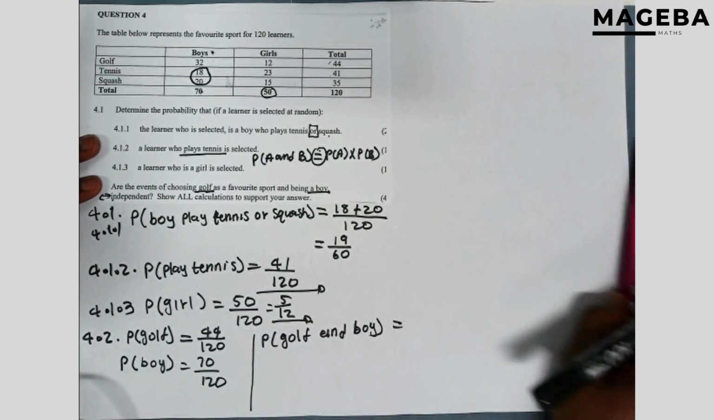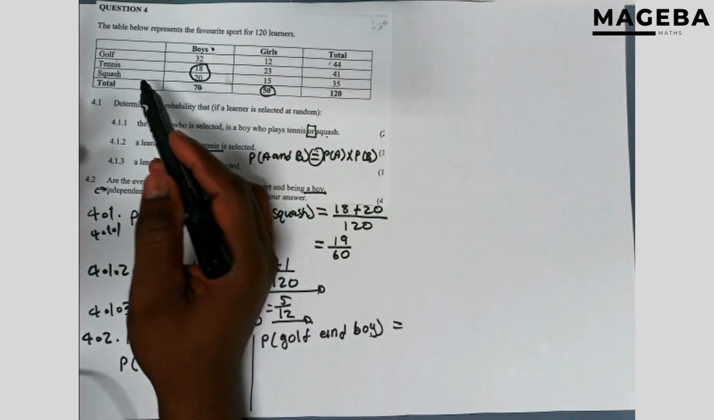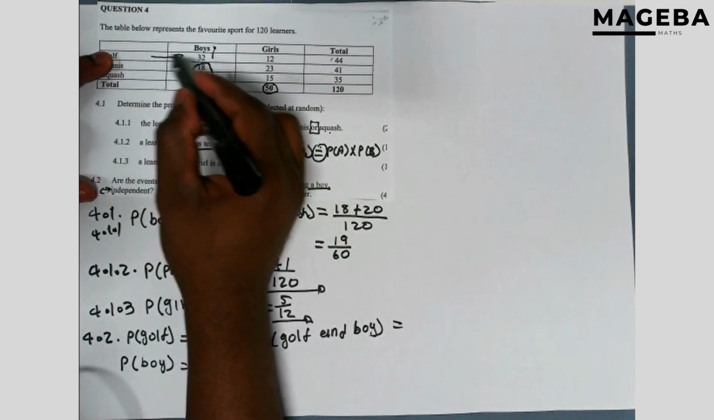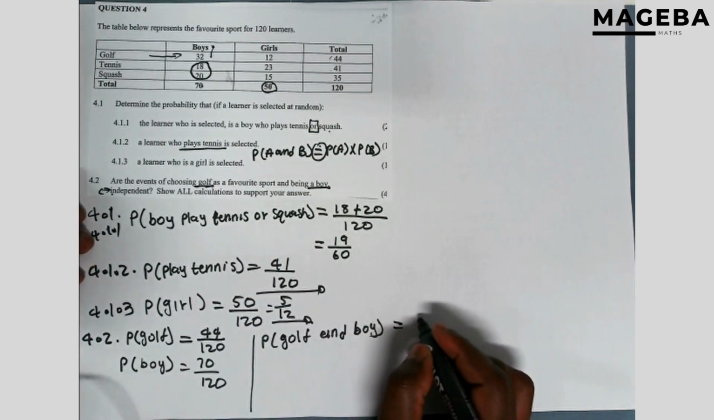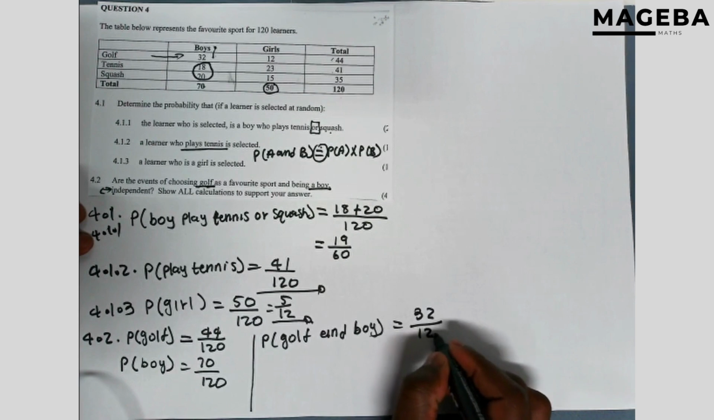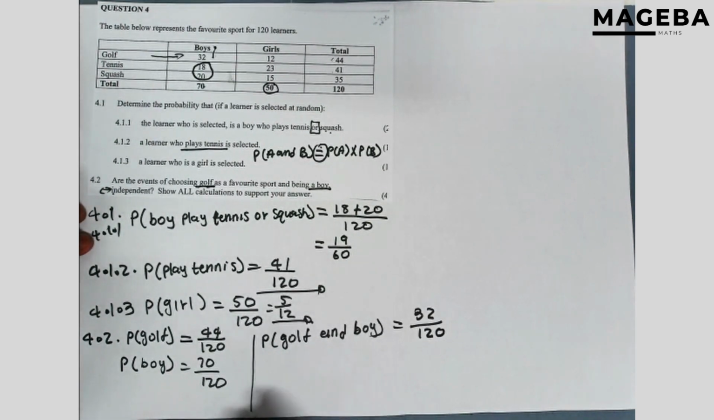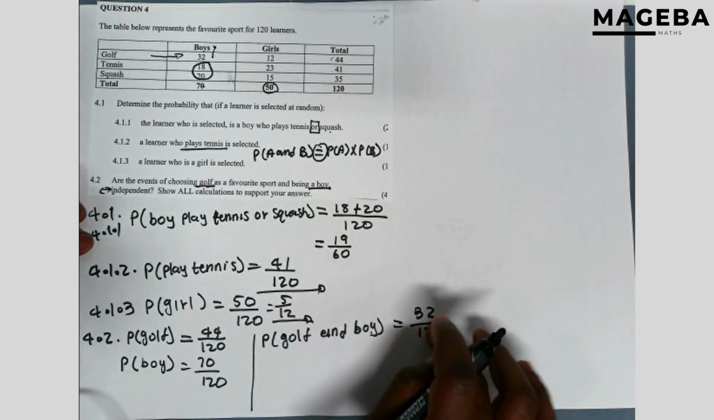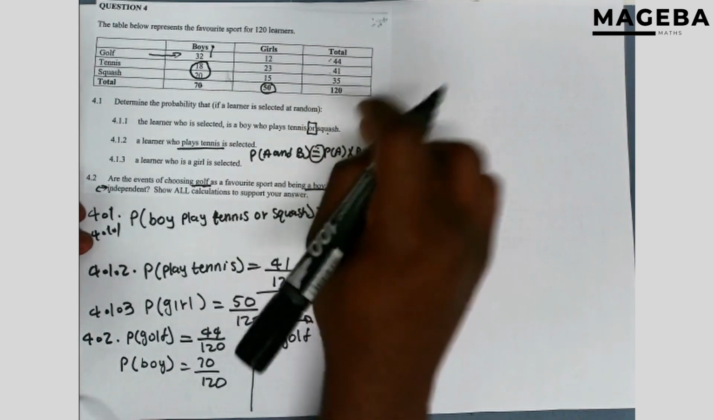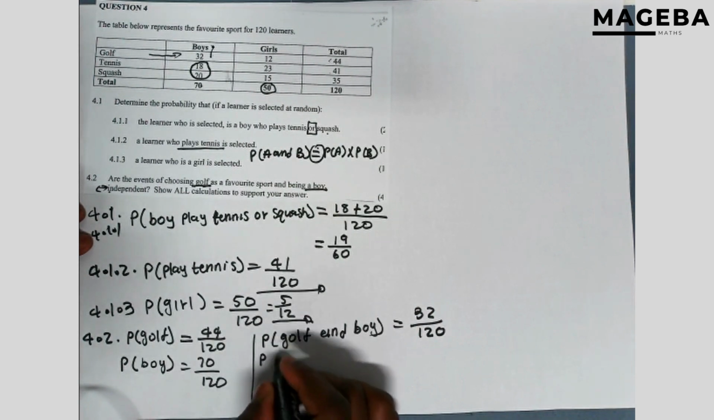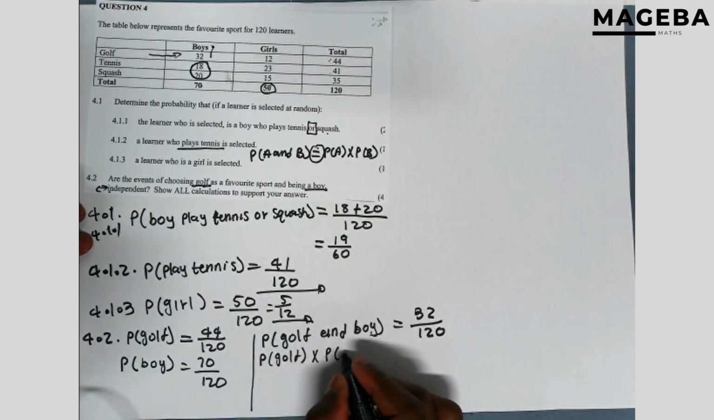How do you find that one? Now we are going to a golf, we are going to a boy. If this is a boy, this is a golf, both of them meet here, where we have 32 all over the total of everything, which is 120. Now we need to times these two and see with these two, is it going to be equal to this, according to what the independent is saying here. If they are equal, then your event is going to be independent. Now let's find the probability of a golf times now the probability of a boy.